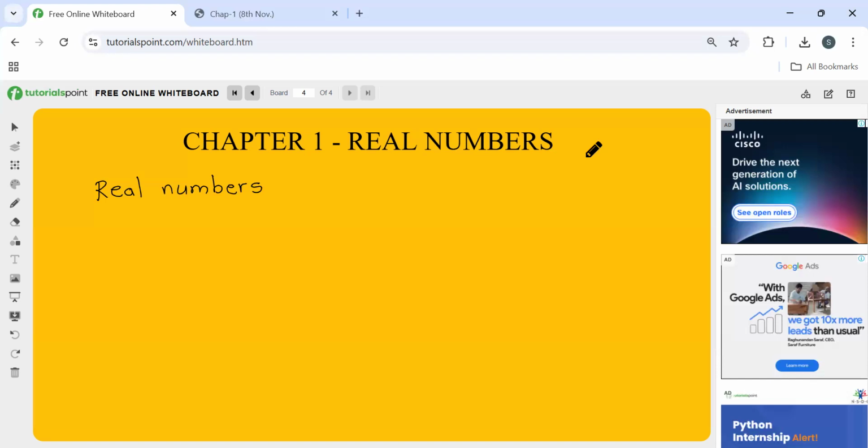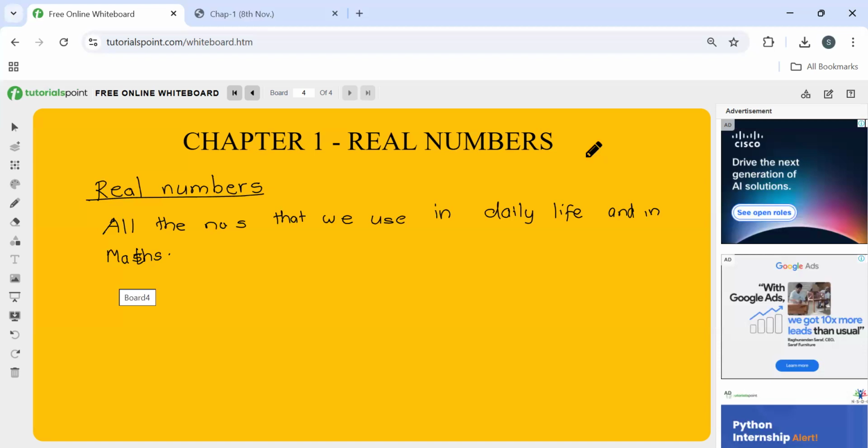It is the biggest set of numbers, which includes all the other types of numbers that you might have learned in the previous classes, like natural numbers, whole numbers, integers, etc. So real numbers are basically all the numbers that we use in mathematics and in our daily life.